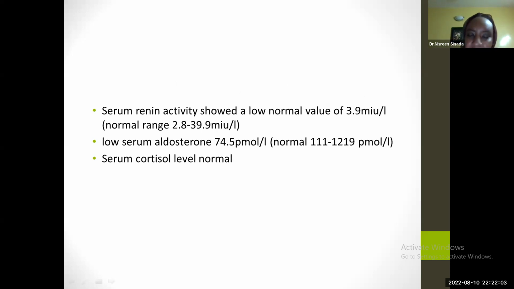Anyone can write in the chat box. We did the aldosterone level, which is normal, and the renin is low, also lower limit of normal. Yeah, it is Liddle syndrome. So how do you confirm Liddle syndrome?